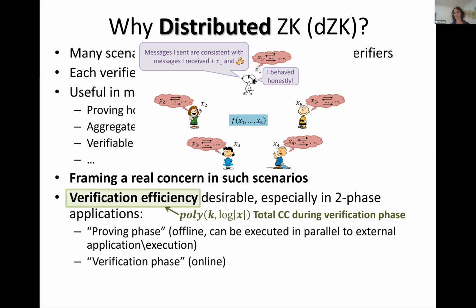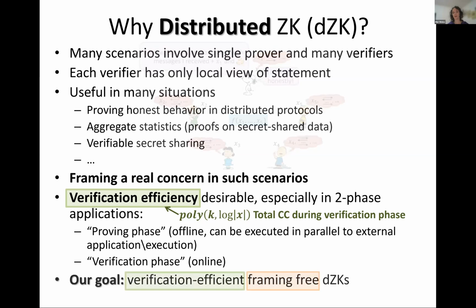And what do I mean by very efficiently? I mean that the communication complexity during this verification phase should scale polynomially with the number of verifiers, but only polylogarithmically with the size of the instance, which is the communication of the MPC in this example. And our goal today is to construct distributed zero-knowledge proofs that are both verification efficient and framing free.